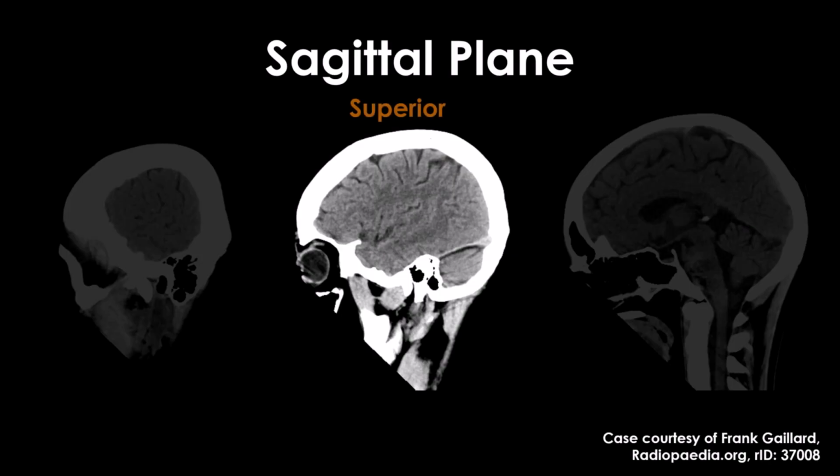The top of each image in the sagittal plane is still the superior side of the patient. The bottom of each image in the sagittal plane is still the inferior side of the patient. But now the right side of each image is actually the back of the head, in other words, the posterior side, and the left side of each image is actually the front of the head, or the anterior side.